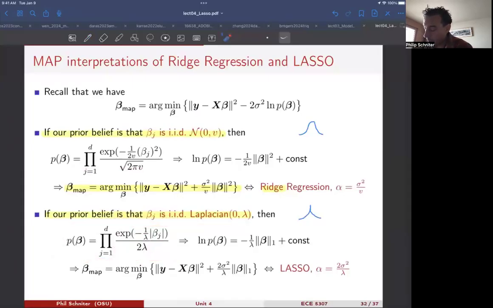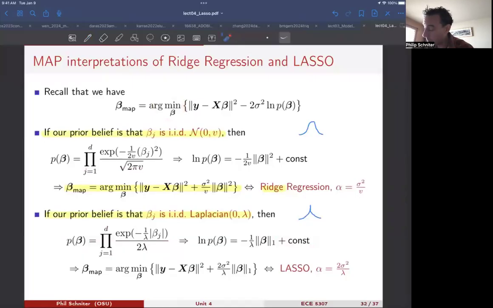If that's the joint density over the different betas, then when you take the log of this, the log kills the exponential and puts this product inside here as a sum. And when you have a sum over those absolute values, that gives us our L1 norm here. This other term shows up as a constant, but it's a constant with respect to beta, so it's not really useful for this minimization problem.